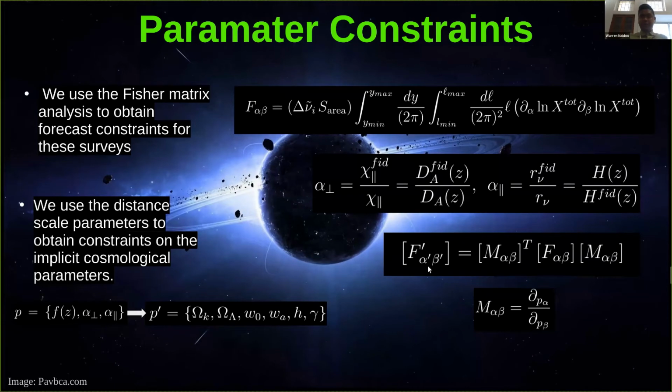And then we do this transformation of a Fisher matrix from the basic parameters to the extended list, which has the basic parameters plus the cosmological parameters, by multiplying with the transformation matrix, which is a derivative of the old parameters with respect to the new parameters. So basically, it's going from a Fisher matrix which has the functions f, alpha perp, alpha parallel, marginalized over the bias, etc., to a new Fisher matrix, which has the cosmological parameters, the density contrast of dark energy, of curvature, dark energy equation of state, H and gamma.